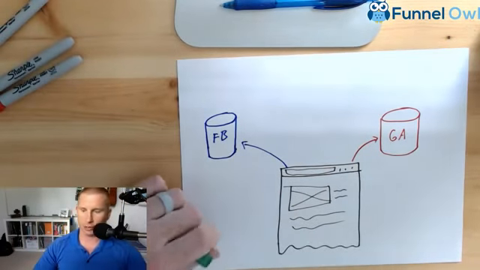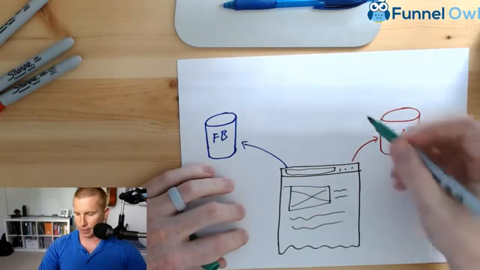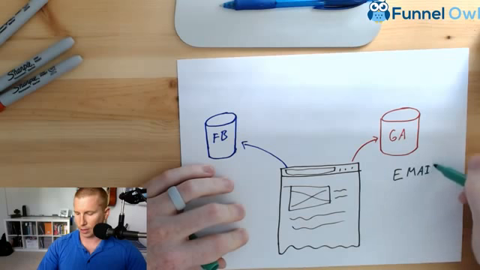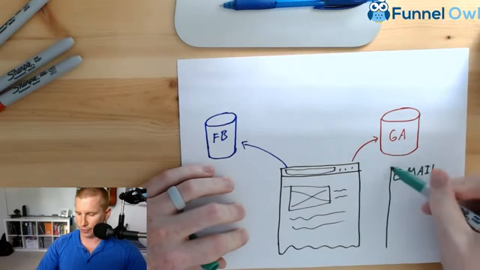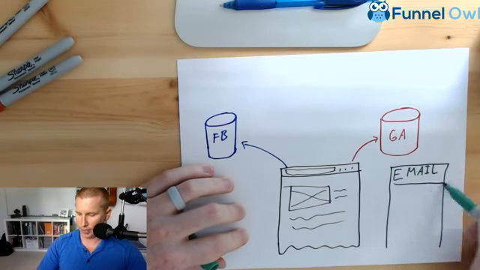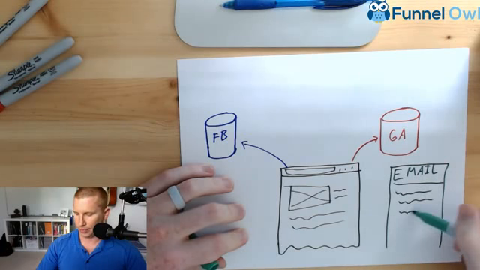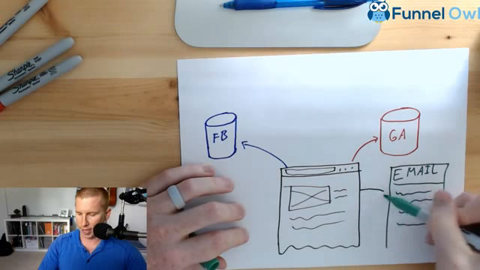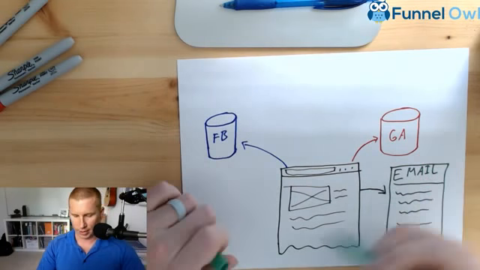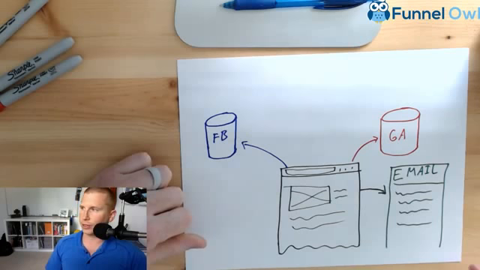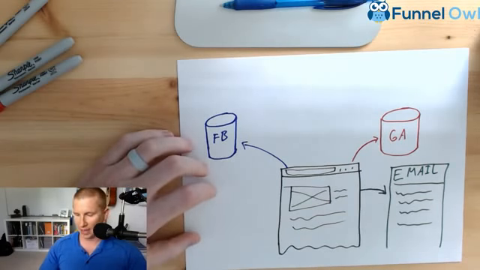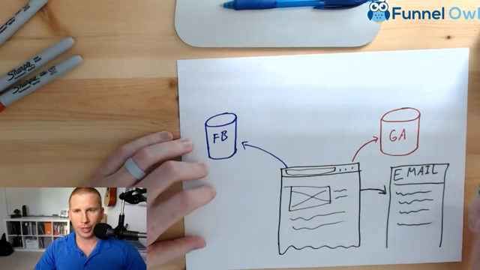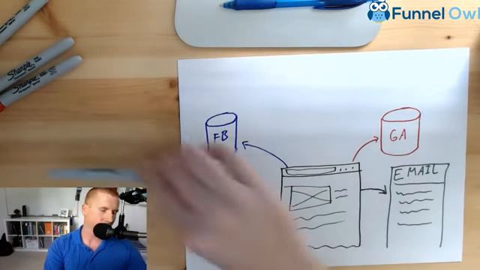Then, of course, if somebody actually converts on your site, the conversion event, just for example, is going to be adding them to your email list. So somebody shows up at this website and they convert. Their email gets added to this list. That's not like an analytics conversion event or anything like that. That's just a fact. Their email is now on this list. An event got sent to Google Analytics. An event got sent to Facebook.